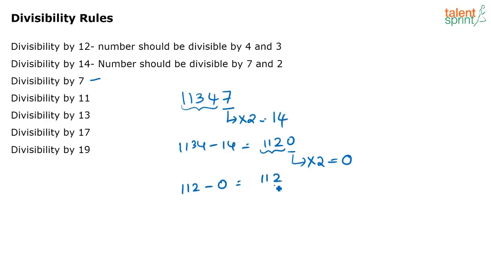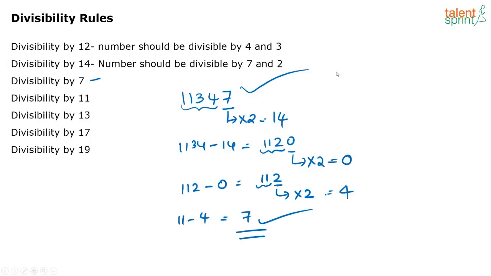So 112 minus 0 is what? 112. Again take the last digit, multiply it by 2. So 2 2s are 4. Now subtract this from the remaining digits. So 11 minus 4 is equal to 7. Is 7 divisible by 7? Yes, definitely. So this number is also divisible by 7. That's how you do the divisibility of 7.